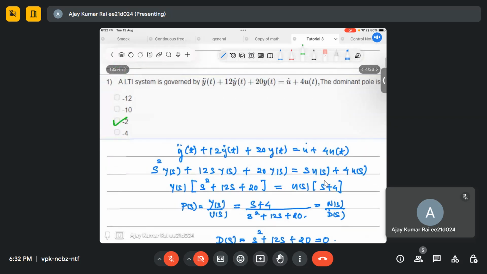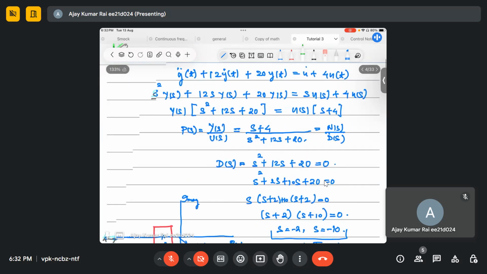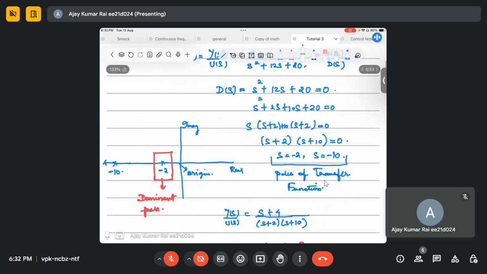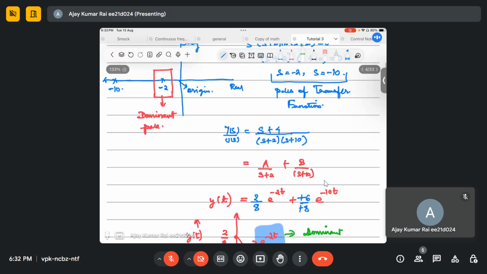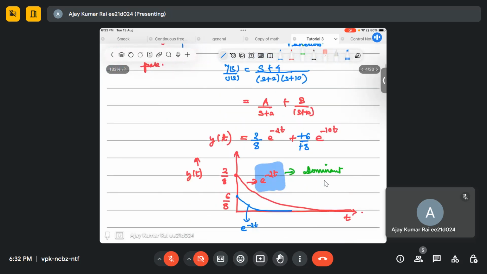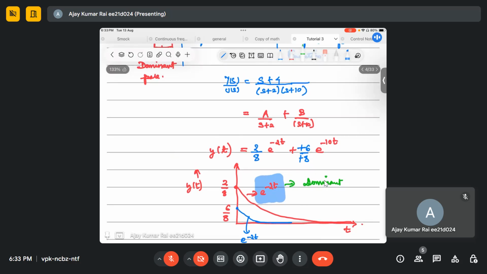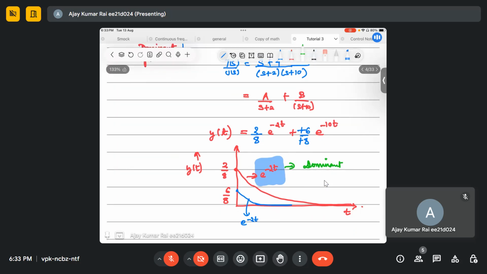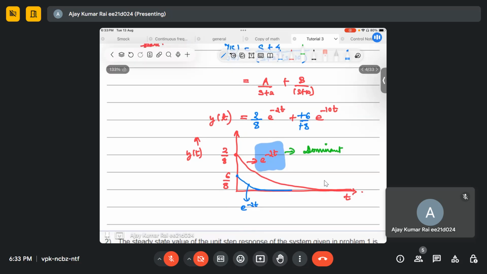First, the equation was given to me and we took the Laplace transform. After that we found the transfer function. s equal to minus 2 and s equal to minus 10 are the two poles, and s equal to minus 2 is nearer to the origin, so that's why I'm saying it is the dominant pole. To confirm, we also found y of t. The coefficients a and b come out to be 2 by 8 and 6 by 8 if my calculations are correct. If you plot this response y of t, you can see the red response is dominating.